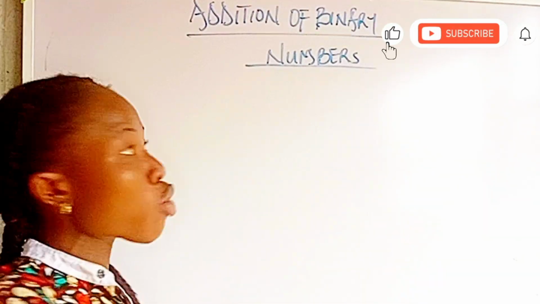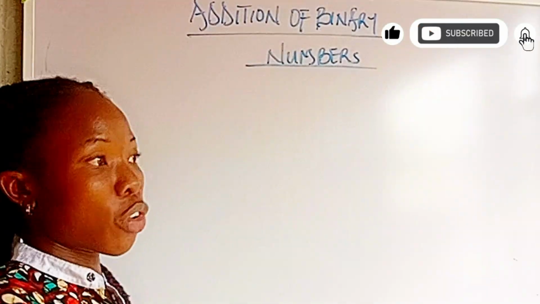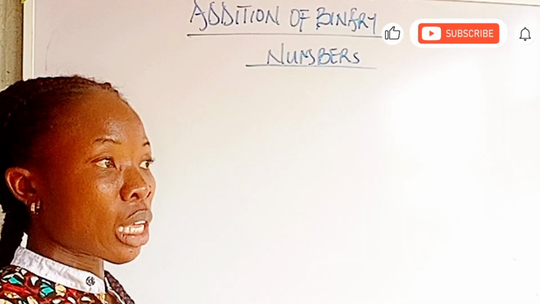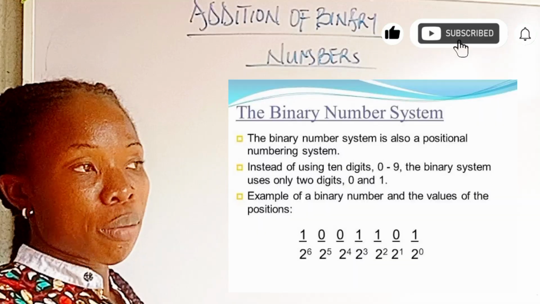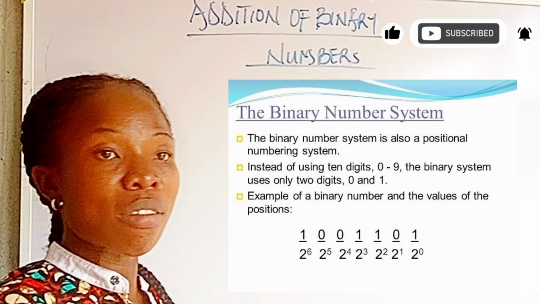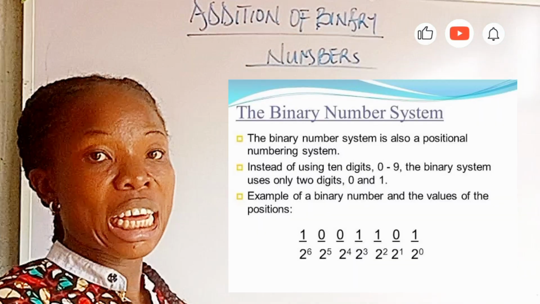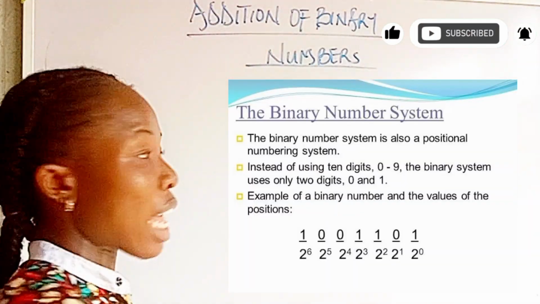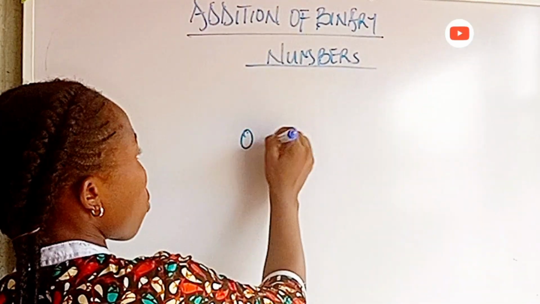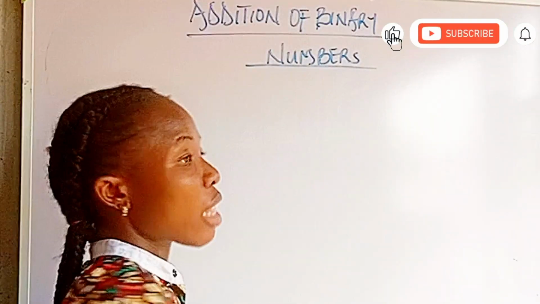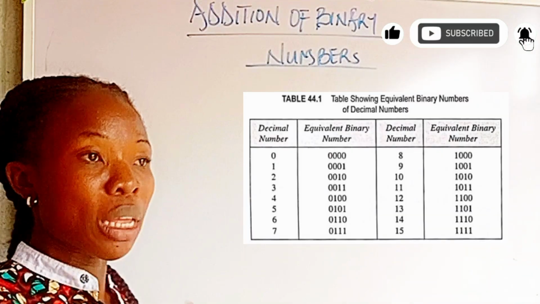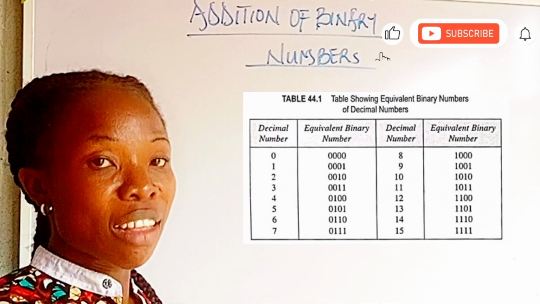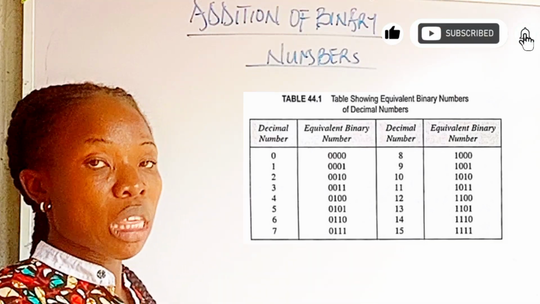Yes, today we want to look at the addition of binary numbers. Before we get started, we need to know what binary number means. We understand that binary numbers are numbers that are in base 2. Binary numbers are numbers that have just 0 and 1. There is no 2 in binary, there is no 3, there is no 4, there is no 5, just 0 and 1. Any number outside 0 and 1 is not a binary number.